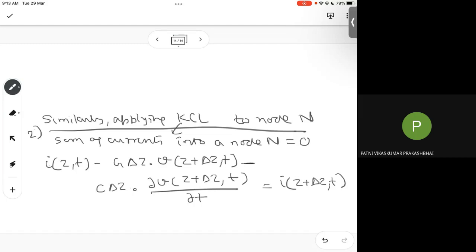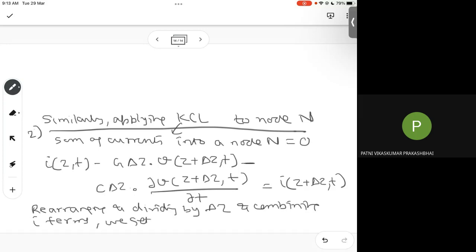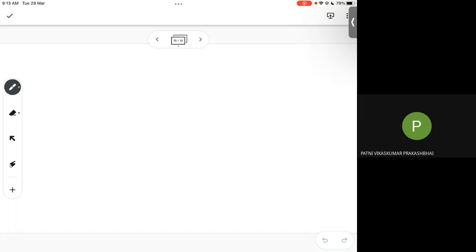Again, as we have done in the previous case, I rearrange and divide by delta z. Rearranging means combining items together, like we had the B terms there. And if I put the limit delta z tending to 0 also, which is the one we have done last time also, we get an equation like this, with the same line, minus del I(z,t) over del z.